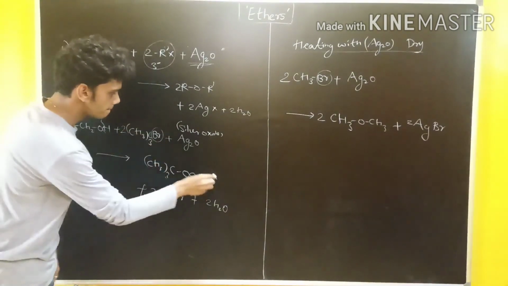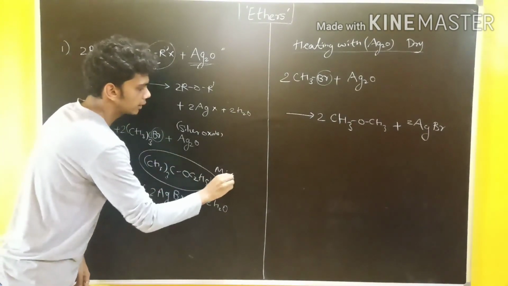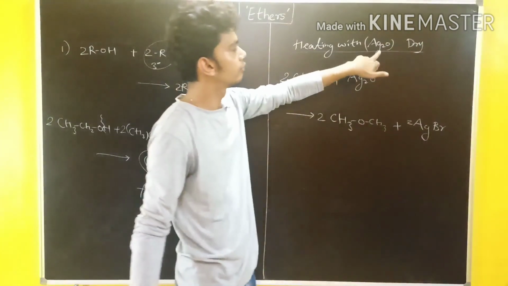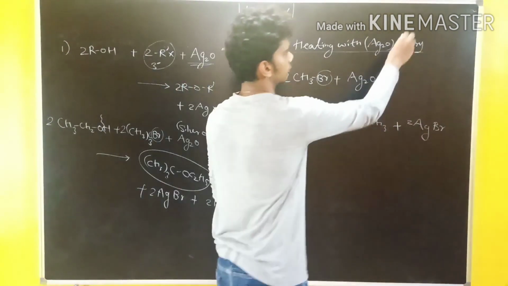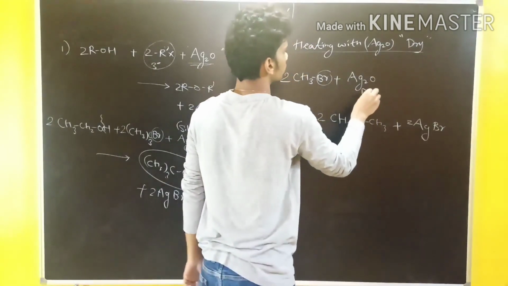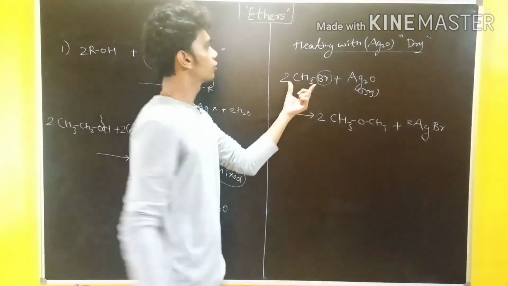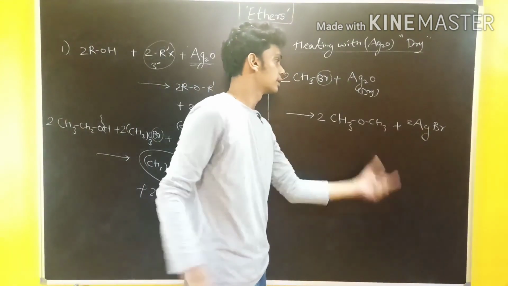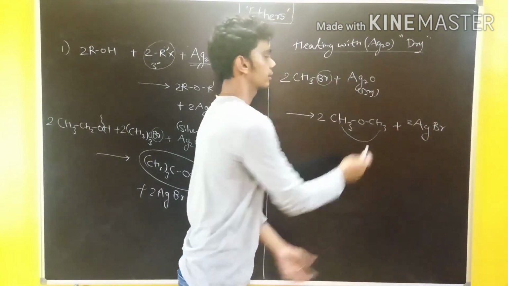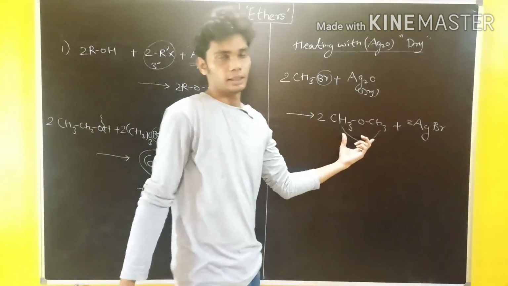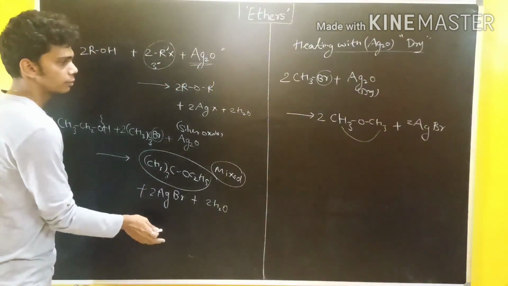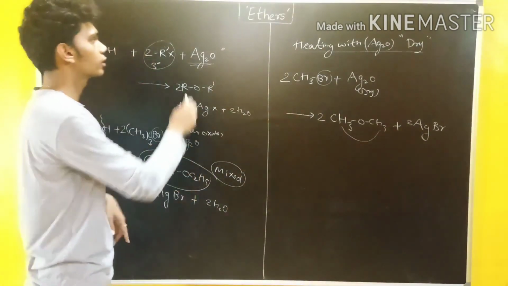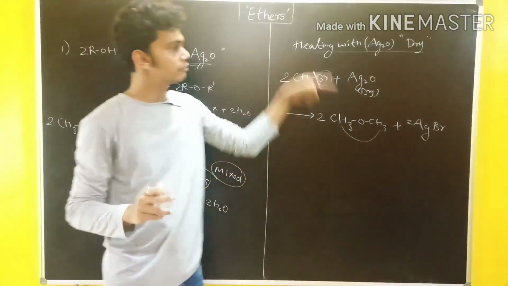We get a mixed ether, but in the case of heating with silver oxide, it should be dry. This is more important. It should be dry, and then only can we use a similar molecule of the alkyl halide. We get, see, on both sides it is the same, so we can achieve a symmetrical ether here. So this is a method in which we get a mixed ether. This is a symmetrical ether along with the use of silver oxide, but in the case of dry silver oxide we are getting this.